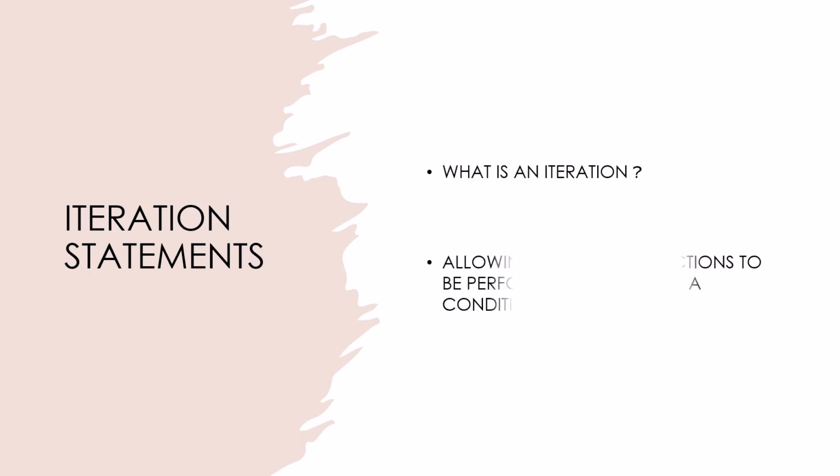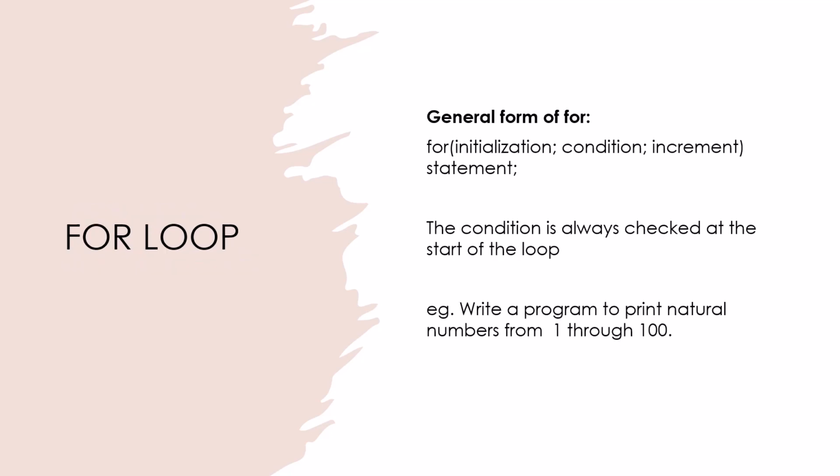We come to iteration statements. What is an iteration? It's just a set of instructions that will be performed as long as a condition is true. We start with the for loop. General form of the for is we have initialization done here of a particular variable. Then we have a condition that will be checked every time. And then we have something that will increment a variable again. And then, of course, we'll have our statement or the code block, depending on how many statements we have. What's important to remember is that the condition is always checked at the start of the loop.